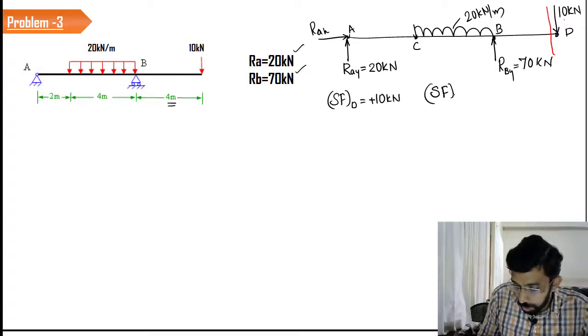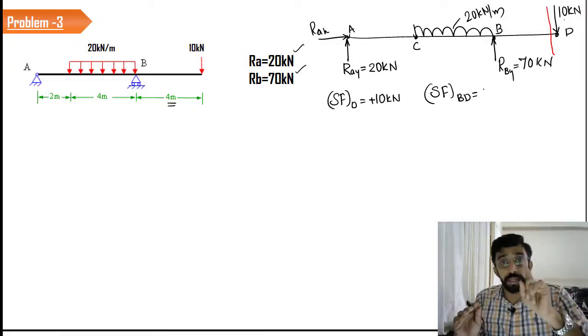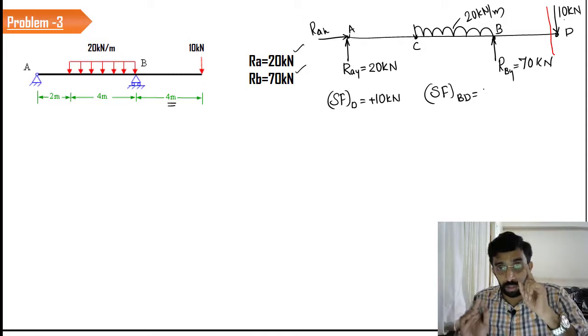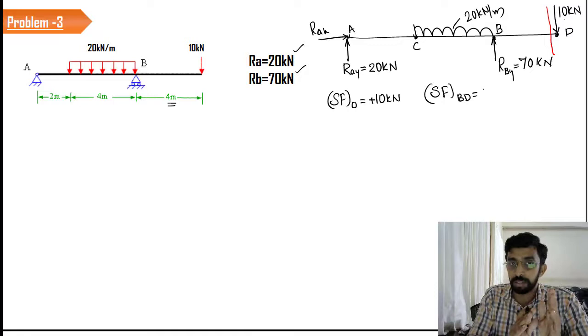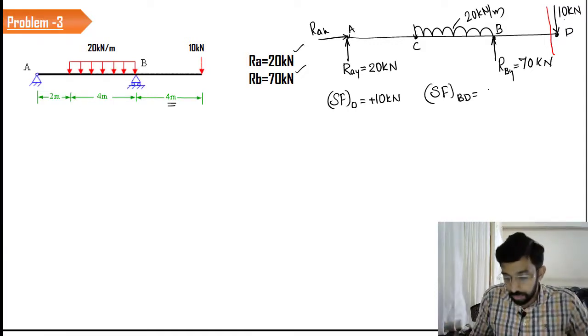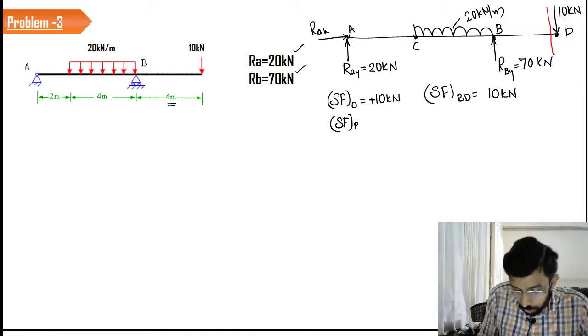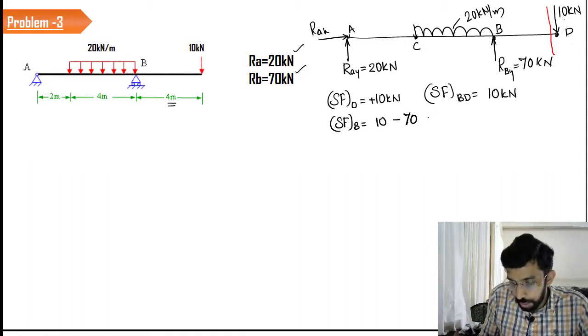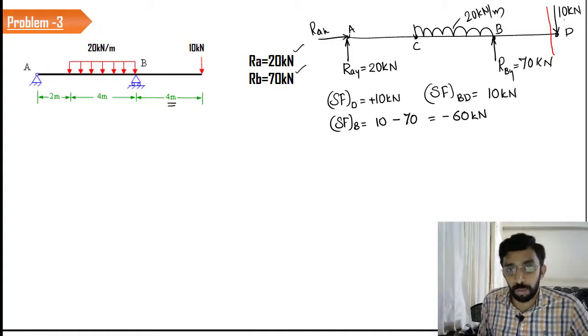Now let us write the shear force between B and D. I am not considering the reaction at B because to get a step-like variation, I should take two shear forces, one without considering the point load at that location and second by considering it. So between B and D, I have the value 10 kilonewton. So the shear force at B is going to be 10 kilonewton minus 70, and the value is going to be minus 60 kilonewton. A sudden change has been observed.